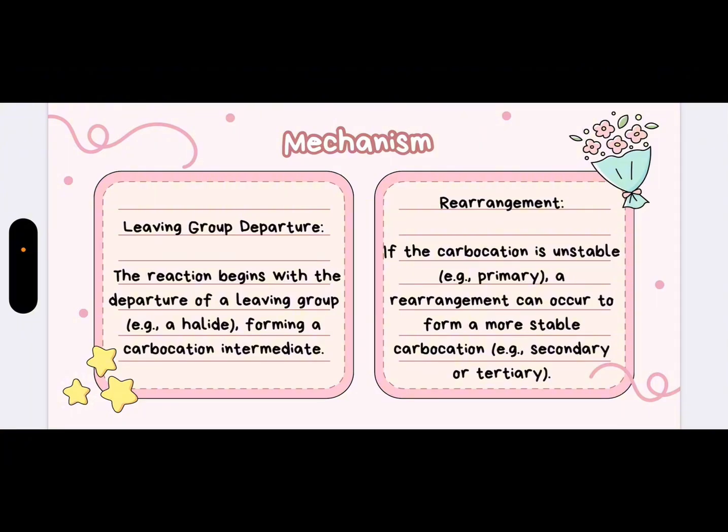Example, the halide departs, forming a carbocation intermediate. Then next, the rearrangement happens. If the carbocation is unstable, for example primary, a rearrangement can occur to form a more stable carbocation, secondary or tertiary.